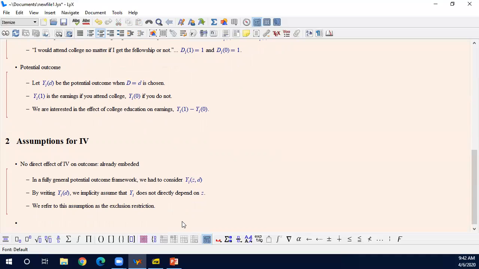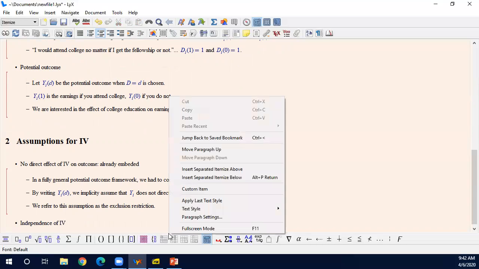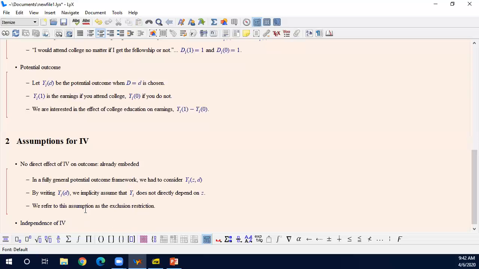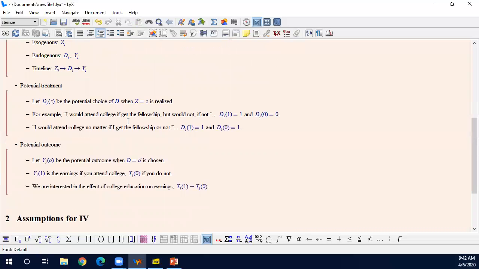And then the second assumption we need is independence. The most important assumption since chapter one, to eliminate the selection bias, is the independence assumption. Here it is independence of IV. We require independence on the instrumental variable. It has to be uncorrelated and randomly chosen.